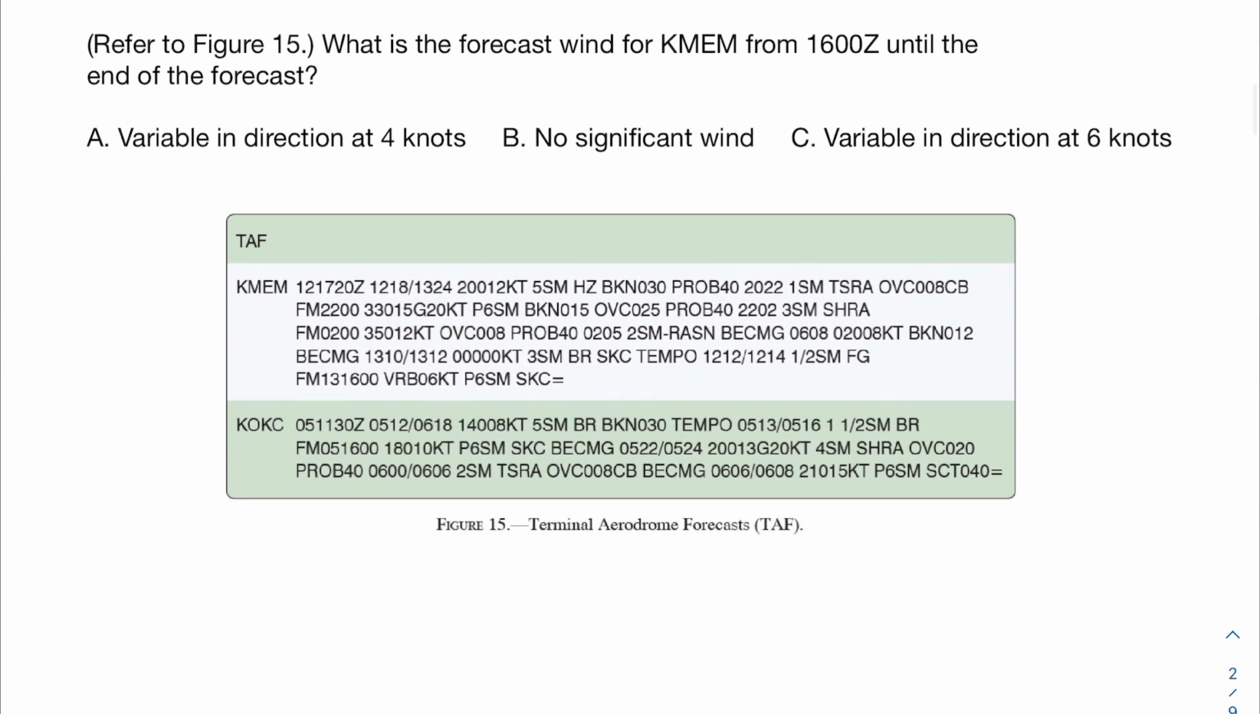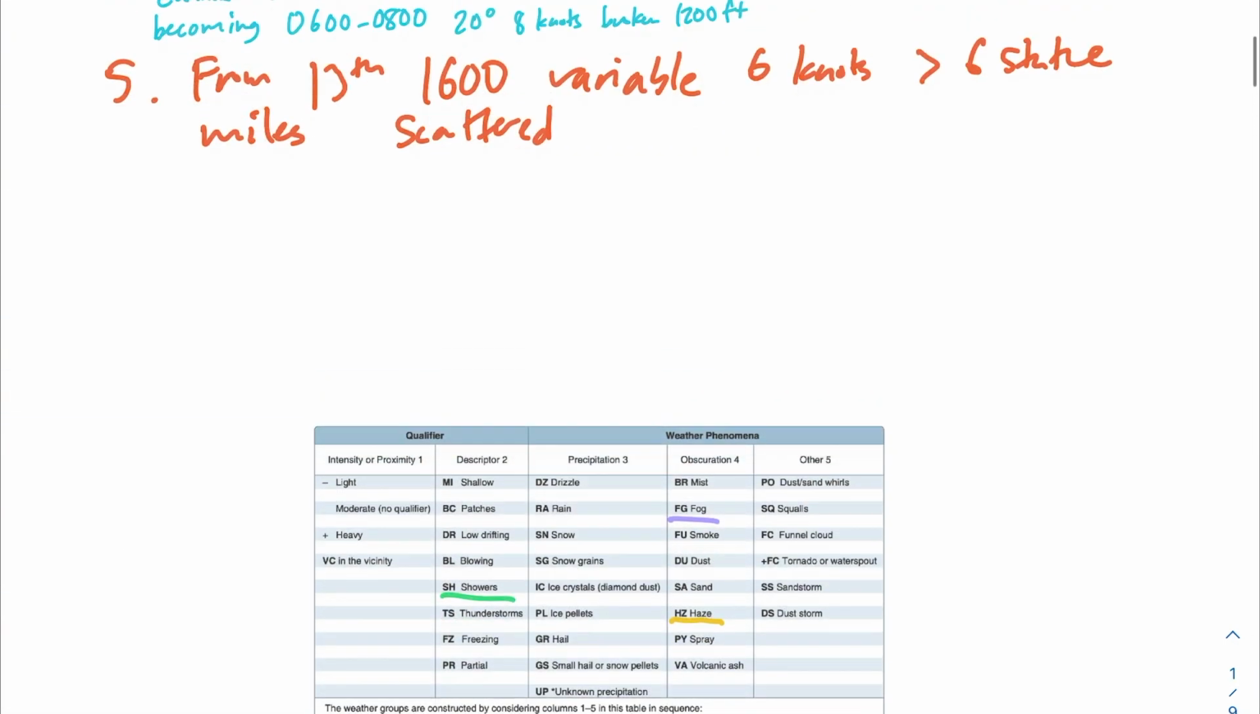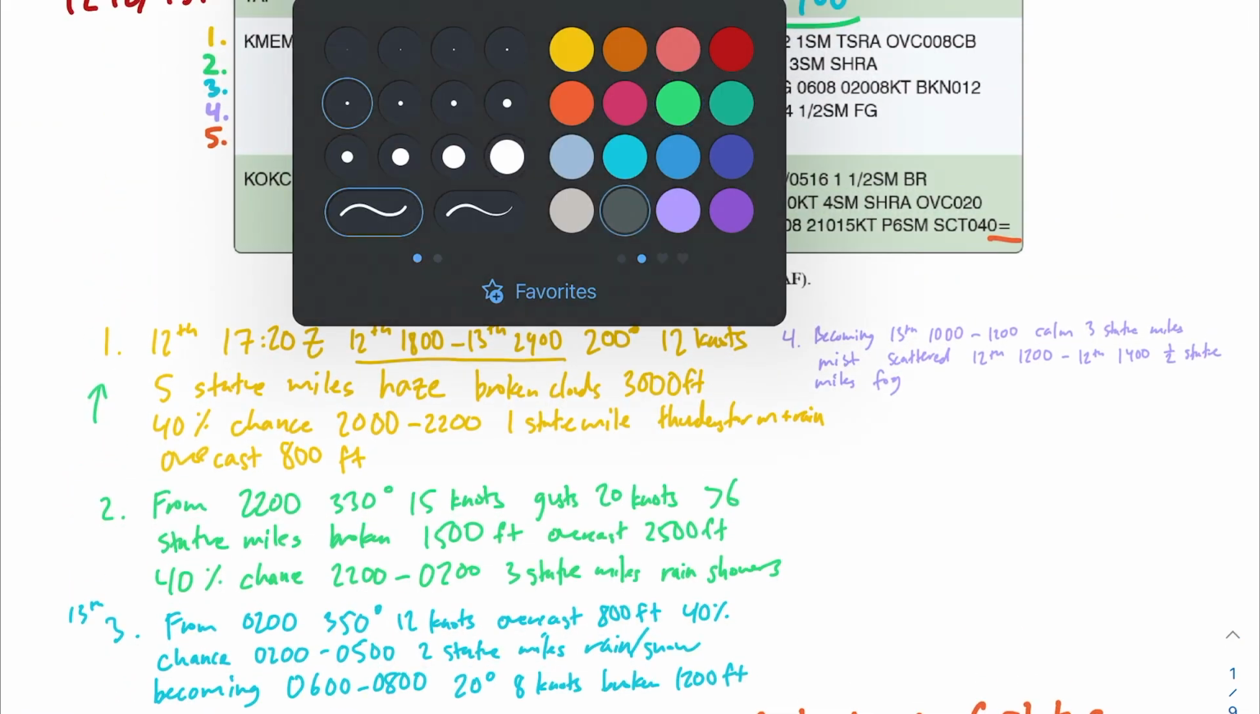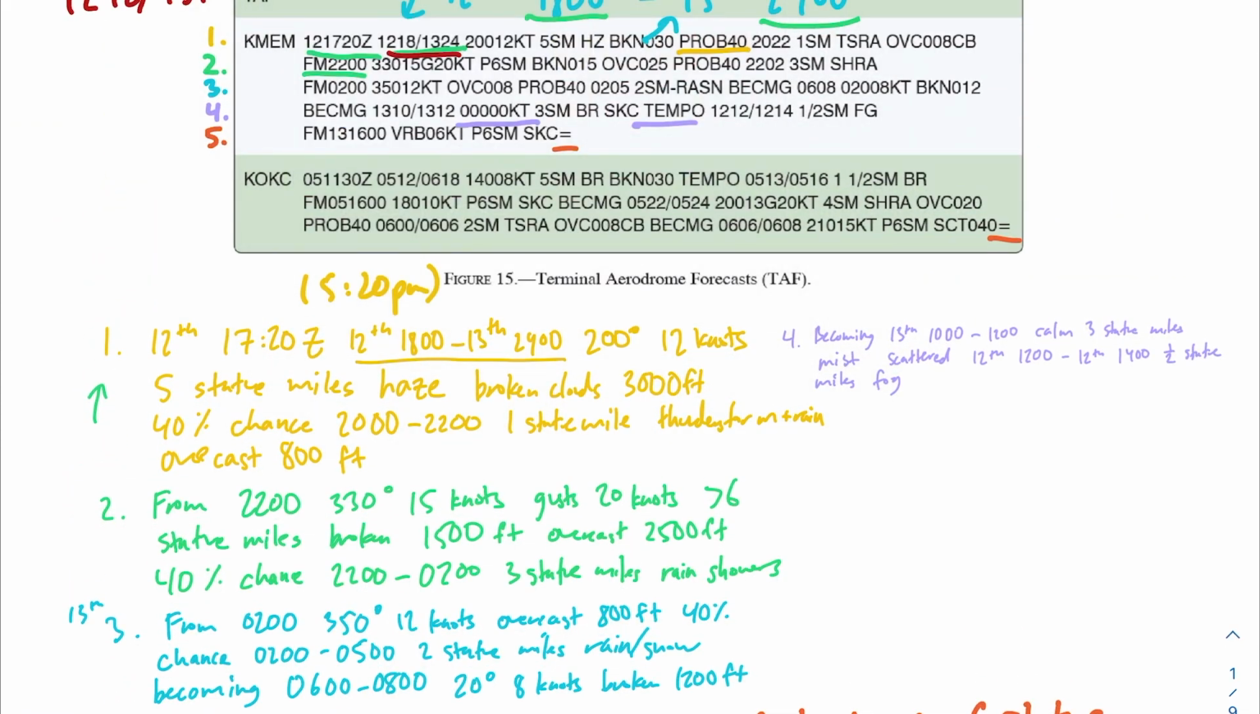So in this one, it says, what is the forecast wind for KMEM from 1600 Zulu until the end of the forecast? With this one, let's go ahead and look back to our analysis of the TAF to see if there's anything that's referenced from 1600, okay? So let's go ahead and see when the time periods of each of these lines is from. So this first one is sort of the general conditions. So you can anticipate that would be from about 1800 until whatever's mentioned in the second line. So 1800 to 2200 is not that 1600 that we're looking for. We also have 2000 to 2200. That's also not what we're looking for.